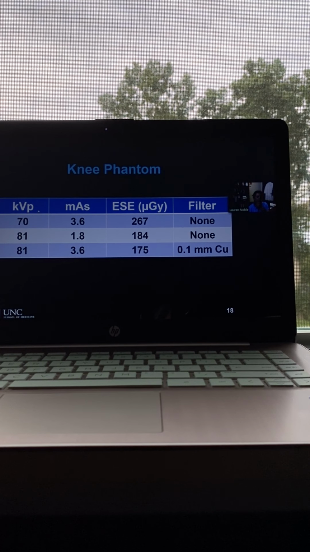Well, when you look at this combination of techniques, does it make sense why there is this change in entrance skin exposure? If you think about last semester, we measured tube output, and we changed technical factors and measured that. What did we say has the most impact on tube output? Which exposure factor, kVp or mAs? Mass. Mass.